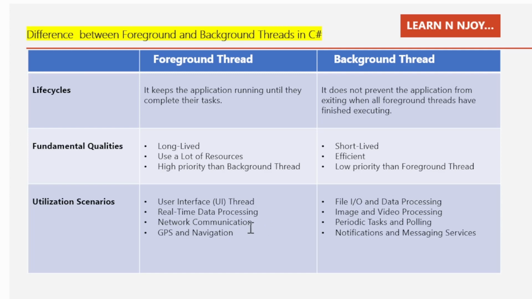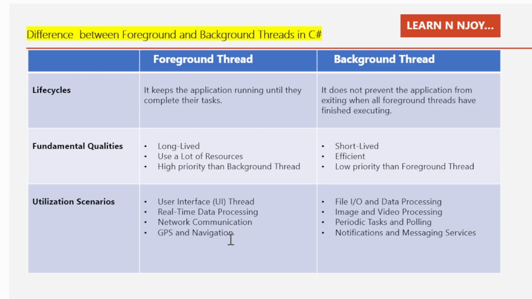When we talk about network communication, foreground threads can be used to handle network communication, especially for handling incoming requests and responses in a web application. This allows the application to respond to user requests quickly and efficiently. When we talk about GPS and navigation, mobile navigation apps often use the main thread to process GPS data, calculate routes, and provide real-time turn-by-turn directions to users.